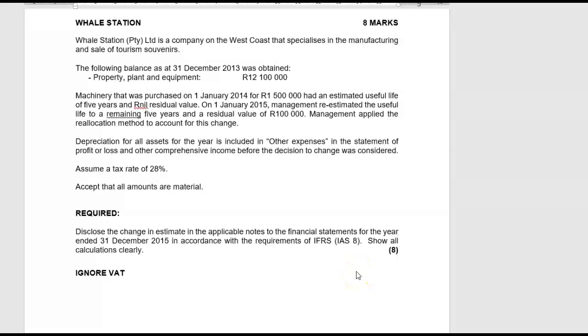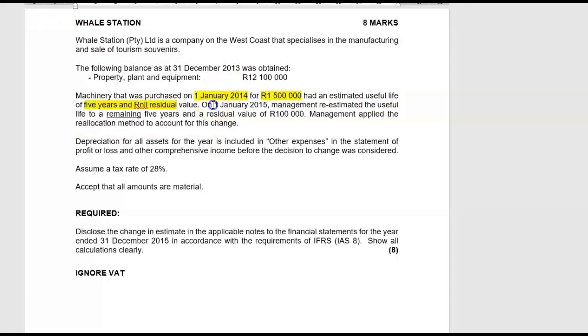Let's quickly do a very simple example of a change in estimate. Wales Station is a company on the West Coast that specializes in the manufacturing and sale of tourism souvenirs. The following balance as at 31 December 2013 was obtained: property, plant and equipment 12.1 million. Machinery was purchased on 1 January 2014 at a cost price of 1.5 million rand, and it had an estimated useful life of 5 years and a zero residual value as at that stage.